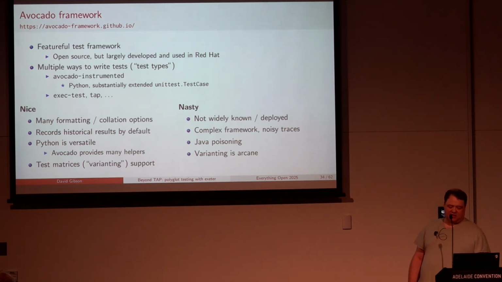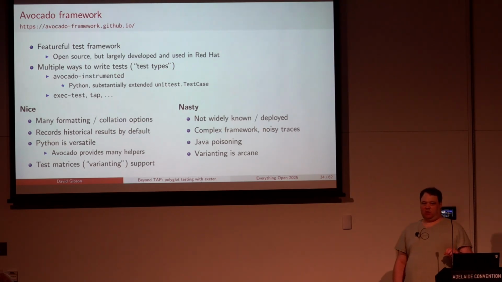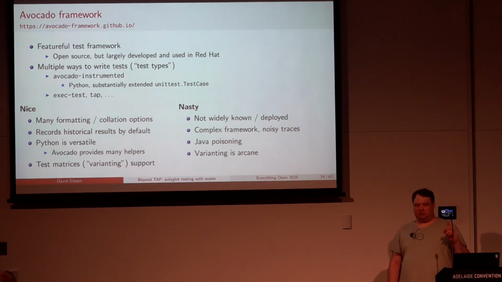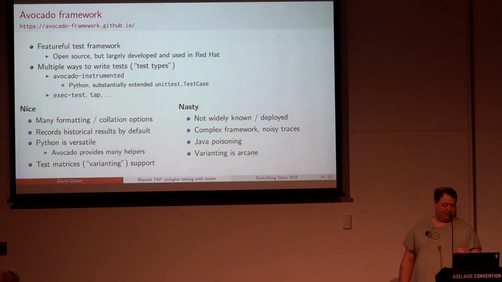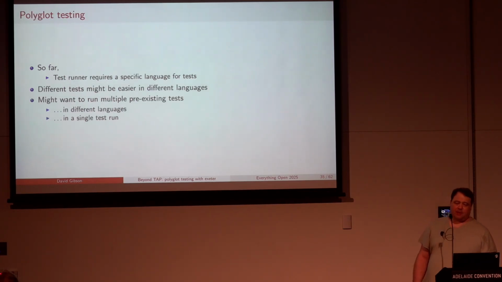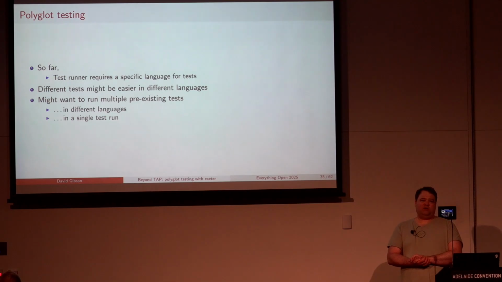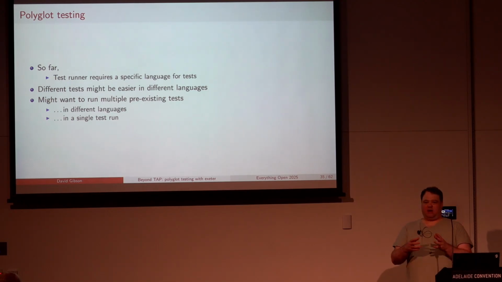It kind of has this Java poisoning problem like unit test, where the interface is copied from JUnit, which is not great in Python. And the varianting, although the support is there and it can do some very cool things, it is really arcane to use to the point that I'm not going to give you any examples because I barely figured it out myself. All right. So we've now separated the language we're testing from the language we're writing the tests themselves in.